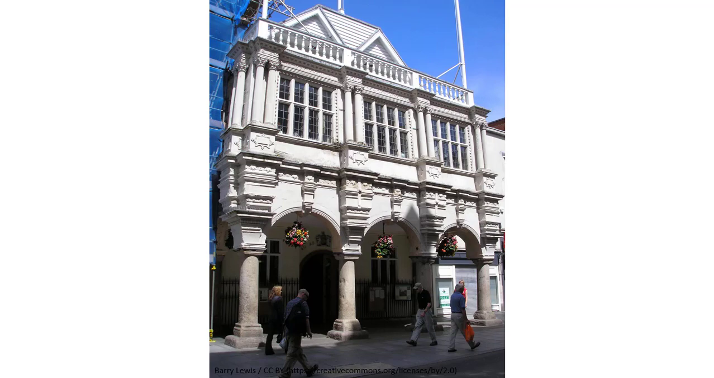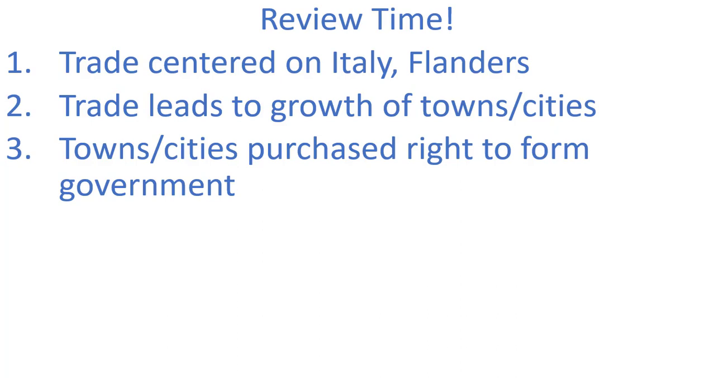Let's pause here and review the material we just covered. First, trade began to increase in Italy due to its fortunate geographic location and shape, while in Northern Europe, trade centered around the area known as Flanders. Second, the growth of trade and trade fairs led to the rebirth of cities and towns across Western Europe. These towns often paid for or fought for certain rights and liberties they valued, such as the right to move around freely. Third, some towns purchased the right to form their own government, usually consisting of a town council and mayor.